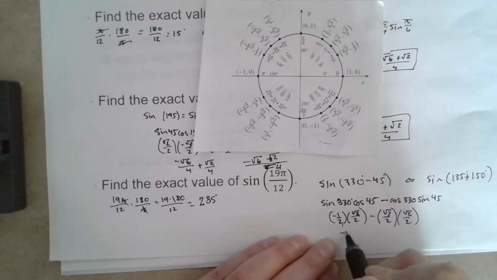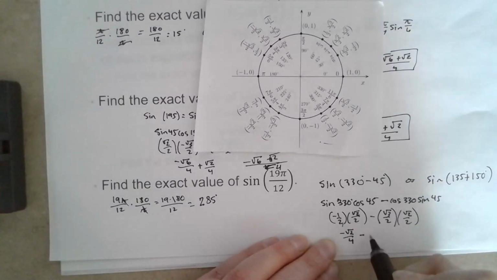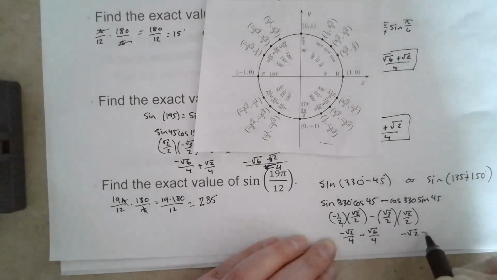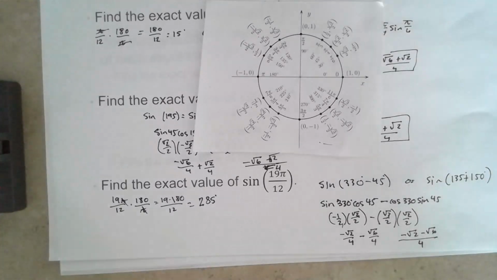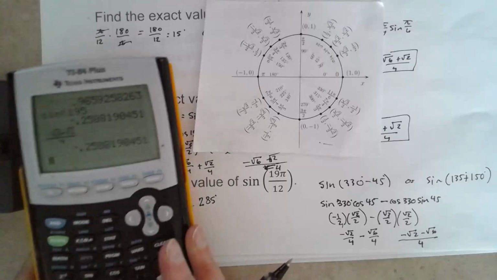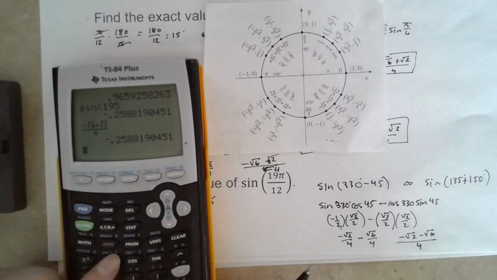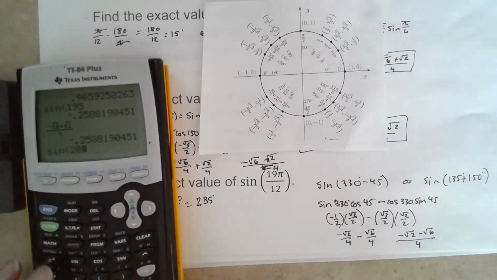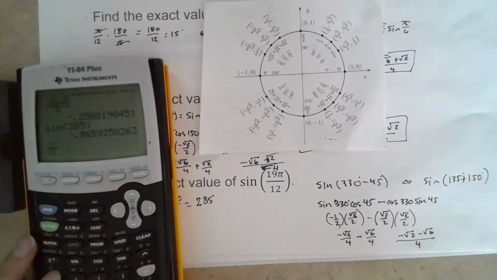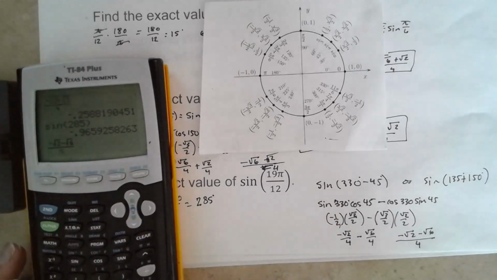So then I have negative square root 2 over 4 minus square root 6 over 4. So negative square root 2 minus square root 6 over 4. My answer is going to be negative. I can look at that and see that. If I check, I have sine of 285. Okay, and then if I check my answer, negative square root 2 minus square root 6 divided by 4, and they're the same.